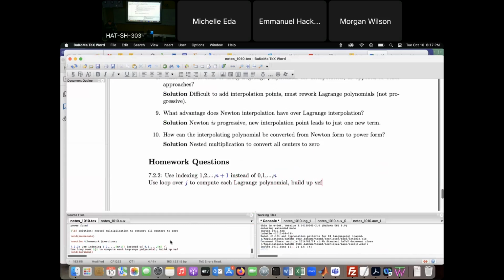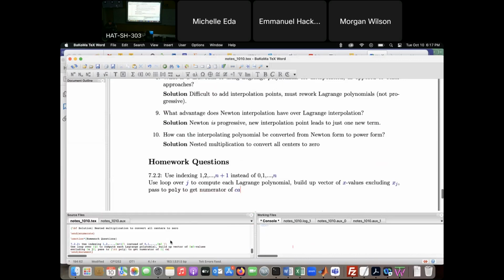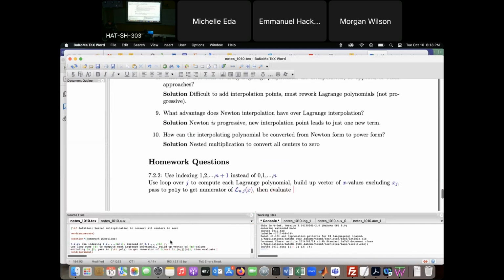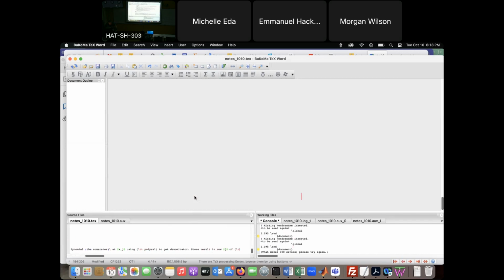When you build up a vector of x values, excluding xj, and you pass that to a poly function to get the numerator of the Lagrange polynomial Lj, then evaluate that polynomial, which is the numerator, at xj using polyval. That's just fleshing out a little more of what the problem said, providing a few more details. Get the denominator. And then you store the results, because poly will return a row vector, and you're dividing it by this number, and that's still a row vector, row j of matrix L.